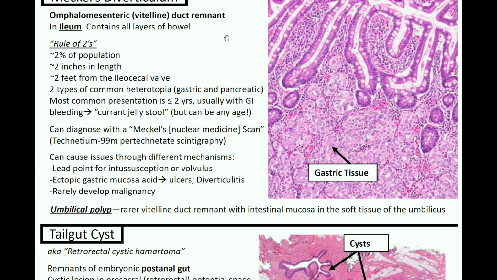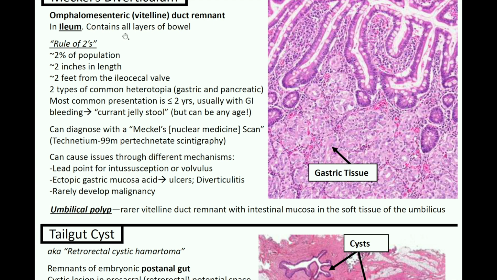And we can remember for Meckel's diverticulum the rule of twos. It affects approximately 2% of the population, about 2 inches in length, about 2 feet from the ileocecal valve, and then 2 types of common heterotopia: gastric and pancreatic. The most common presentation is in individuals 2 years or younger, usually presenting with GI bleeding or currant jelly stool, but it can be at any age.